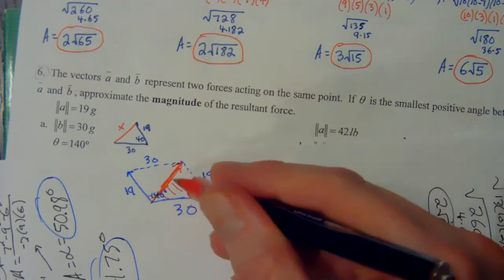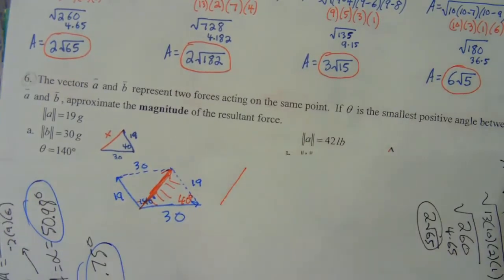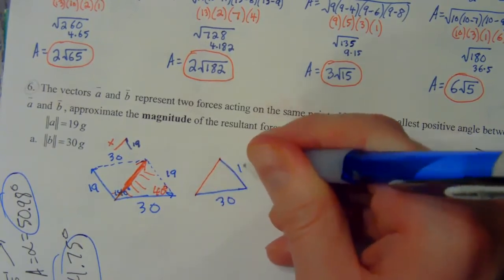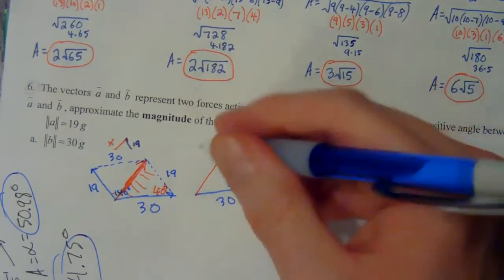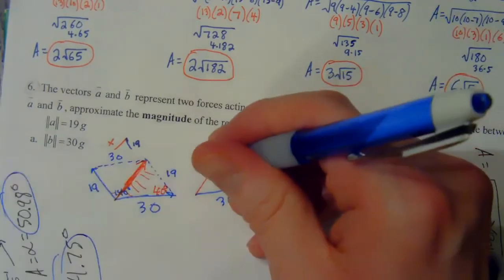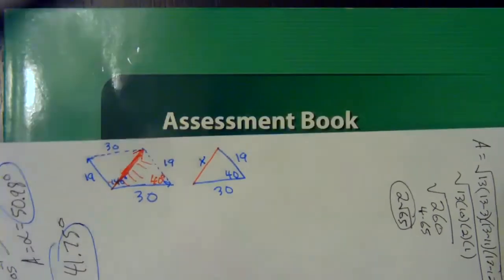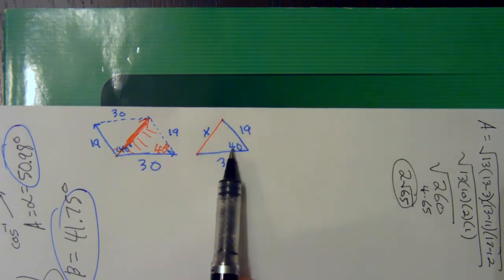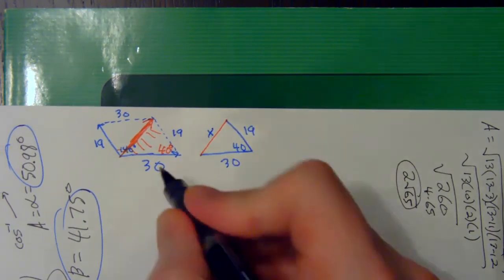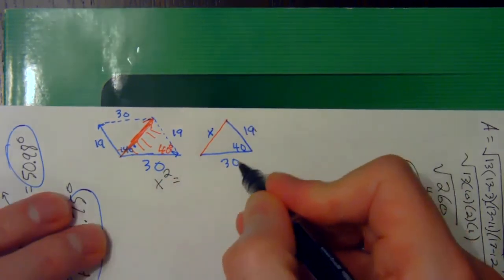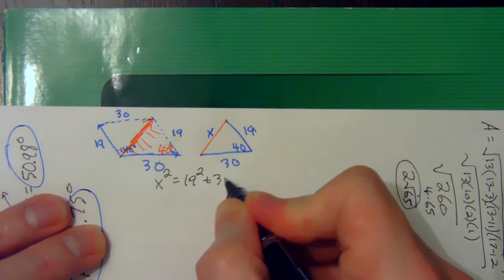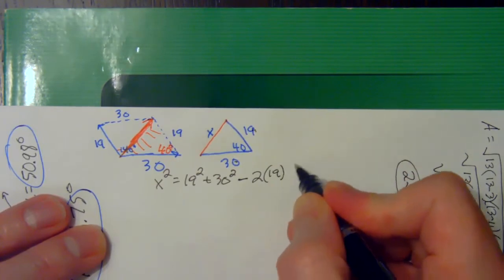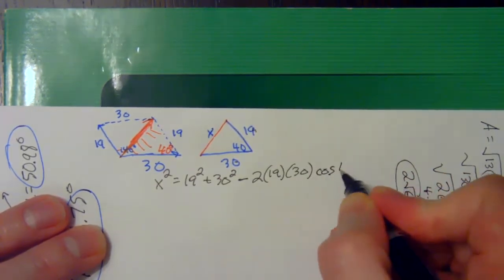Now look at this triangle right here. We know this side is 30, this is 19, and this angle is 40 degrees, and you're supposed to calculate this side right here. I'm going to call that X, and we just solve a triangle. Anytime you know two sides with the opposite angle, this is straight up your law of cosines. X squared equals 19 squared plus 30 squared minus 2 times 19 times 30 times the cosine of that opposite angle.